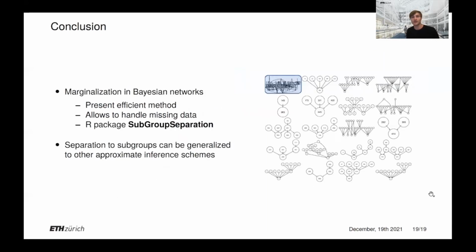So with that, I want to conclude. This presentation has been on marginalization in Bayesian networks. In particular, I showed you an efficient method that allows us to calculate the marginal probability distribution, and that will be useful for handling missing data in Bayesian networks, right? I don't expect you to go through the math yourself. There is an R package available called Subgroup Separation. At the end, I also want to mention that this method is presented as a general framework that can be generalized to other exact and approximate inference schemes.